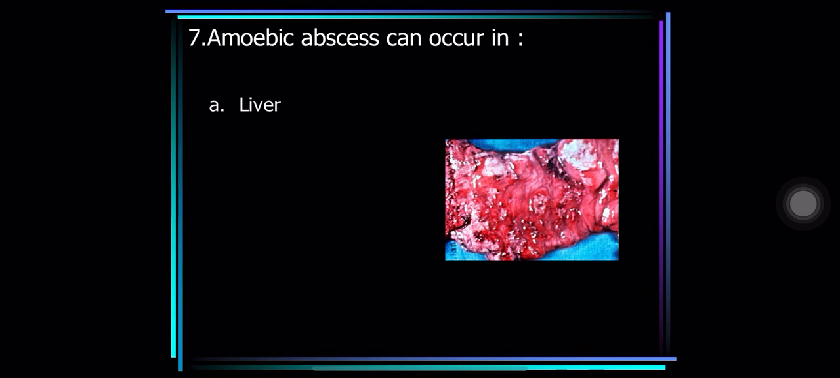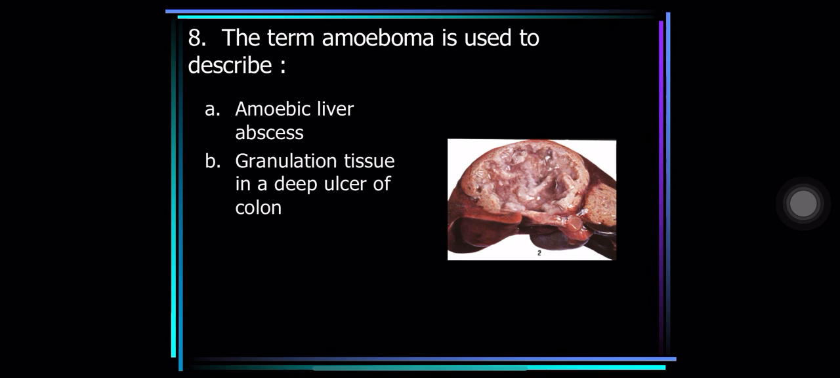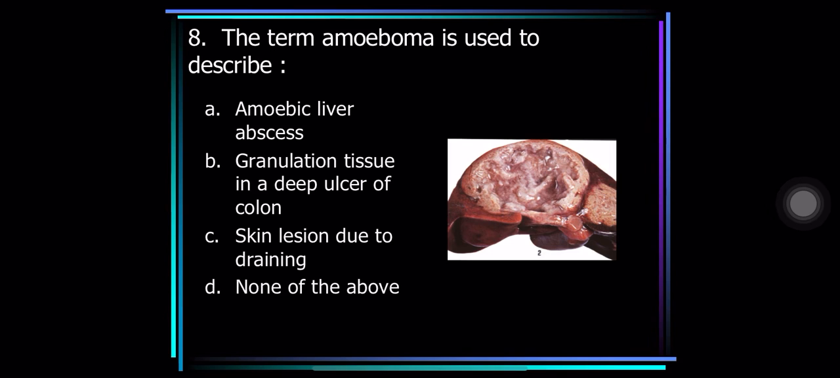Question 7. Amoebic abscess can occur in liver, lung, brain, or all of the above. Amoebic abscess can occur in any organ of the body, so the correct option here is option D, all of the above. Question 8. The term amoeboma is used to describe amoebic liver abscess, granulation tissue in a deep ulcer of colon, skin lesion due to trauma, or none of these. The term amoeboma is used to describe the granulation tissue in a deep ulcer of the colon.